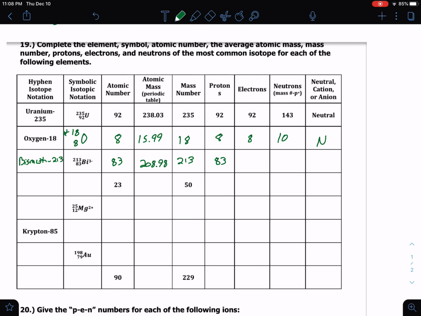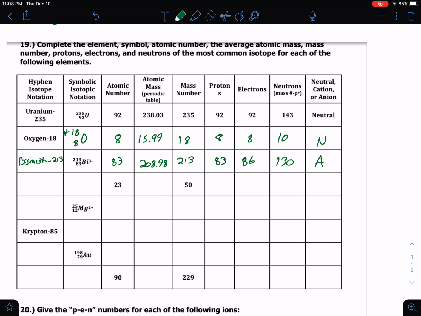Electrons, if this was neutral, it would be 83. But we have a negative charge. When we have a negative charge, that means we gained electrons. Since electrons are negative, that means we gained 3, so this would be 86. Neutrons, you just take your top number minus your bottom number. So 213 minus 83 gives me 130. And this has a negative charge, so this would be an anion.